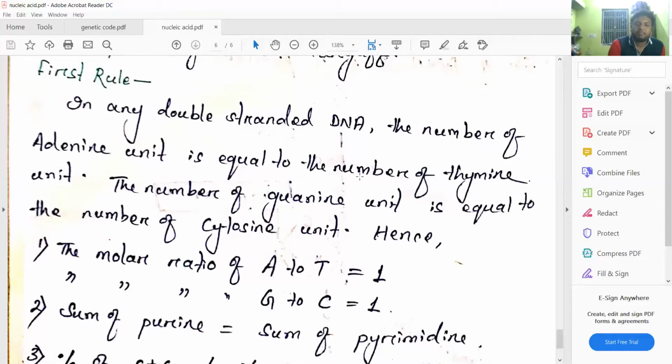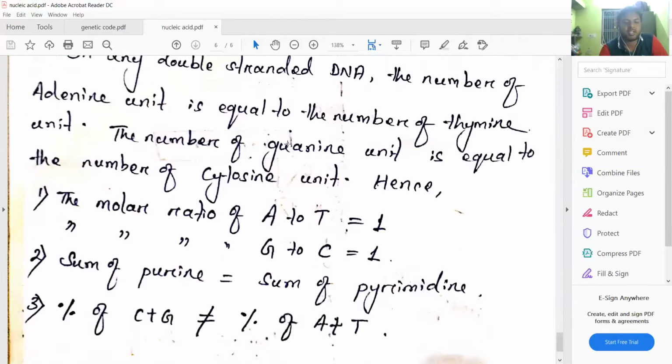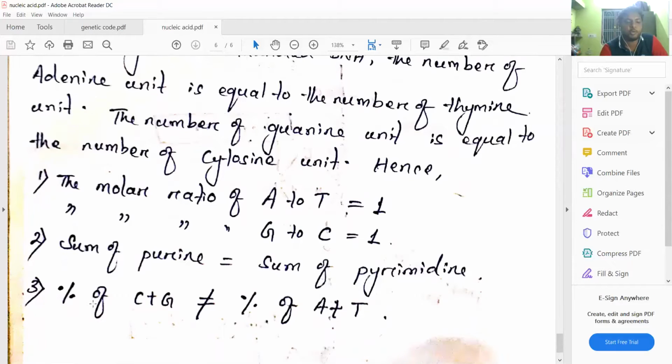The molar ratio of A to T is equal to 1, and the molar ratio of G to C is also 1. As the numbers of adenine and thymine are the same, the molar ratio of adenine to thymine is 1, or unity. As the contents of guanine and cytosine are the same, the molar ratio of guanine to cytosine is also unity. The second rule says that the sum of purine bases is equal to the sum of pyrimidine bases.